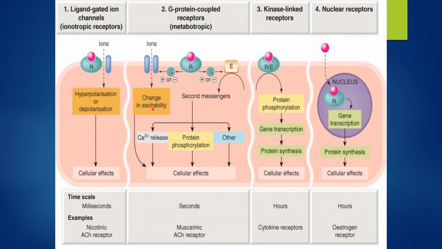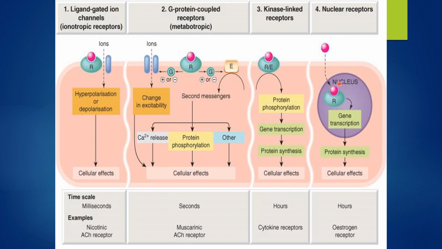In G protein coupled receptors, excitability also changes, as we have already discussed, and the action is by second messengers, causing protein phosphorylation, and it takes seconds. The first one was milliseconds; for G protein it takes seconds. Receptors like muscarinic acetylcholine receptors are G protein coupled receptors. Next are kinase-linked receptors, transmembrane receptors. Again, protein phosphorylation, gene transcription, and protein synthesis are carried out by these kinase receptors, and the action occurs in hours.